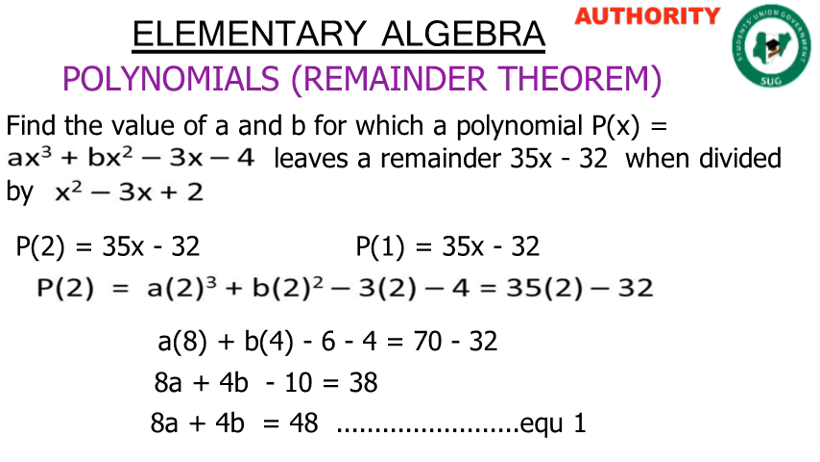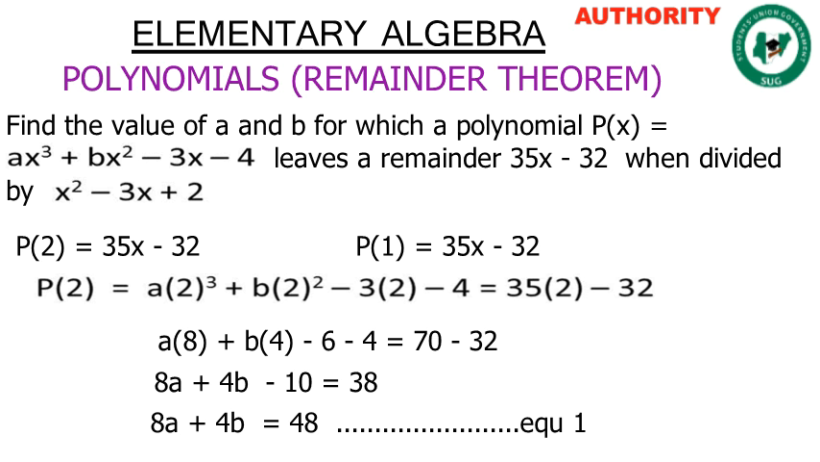Now let's go. We have 8a plus 4b minus 10 is equal to 38. Let's take minus 10 to the other side to be plus 10. So we'll have 8a plus 4b is equal to 48. Okay, 8a plus 4b is equal to what? 48. Now let's call this equation 1.